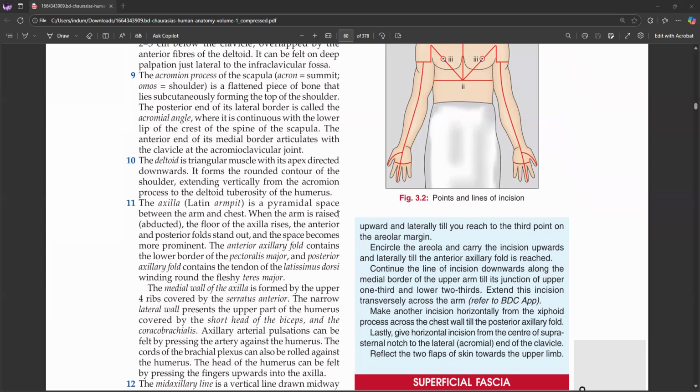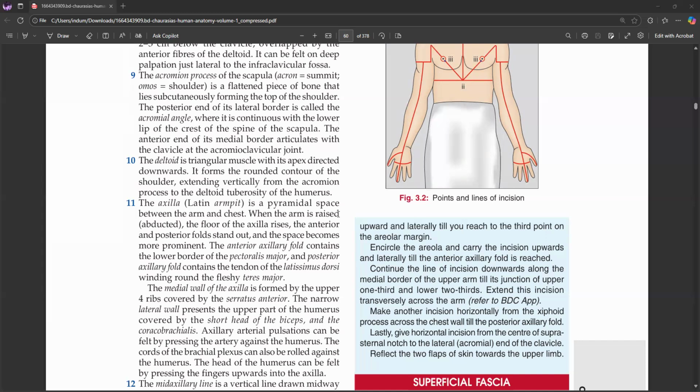Number 11. The axilla is a pyramidal space between the arm and chest. When the arm is raised, abducted, the floor of the axilla rises, the anterior and posterior folds stand out, and the space becomes more prominent. The anterior axillary fold contains the lower border of the pectoralis major, and posterior axillary fold contains the tendon of the latissimus dorsi winding around the fleshy teres major.